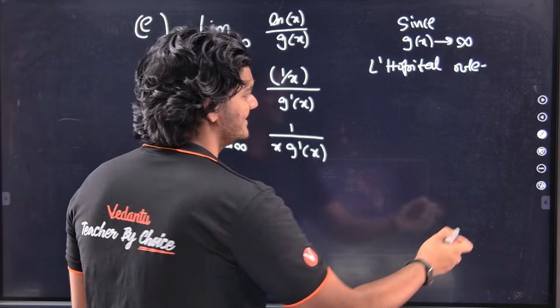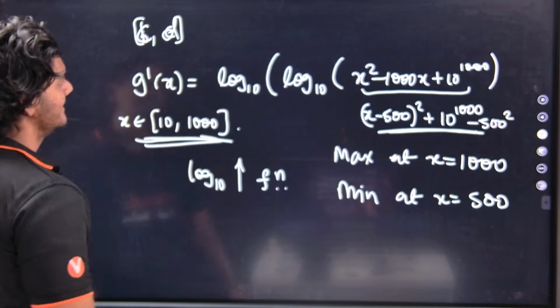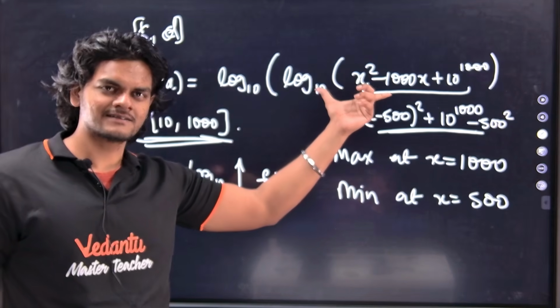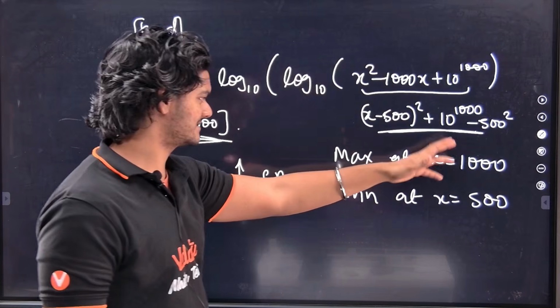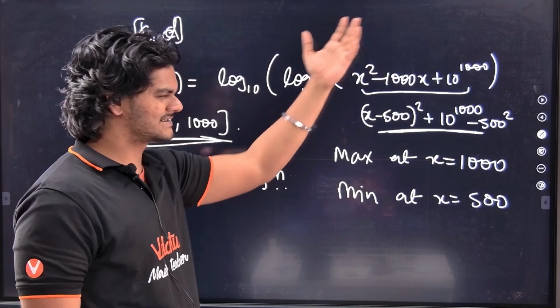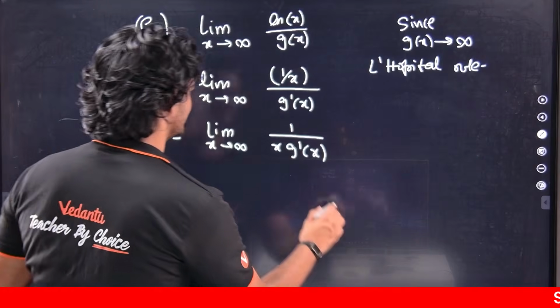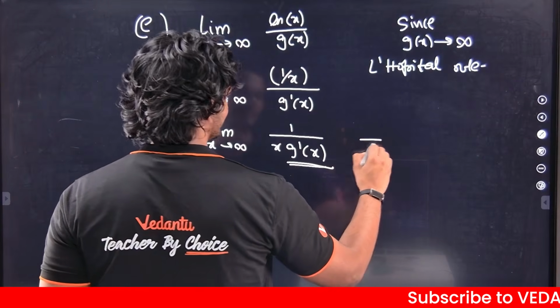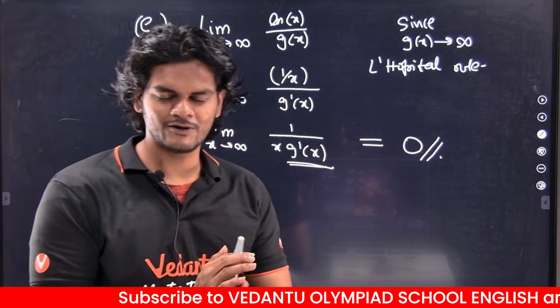Now this is interesting. We see that obviously this is g dash of x, right? This is also an increasing function. As x increases, this will be increasing. So it is tending to infinity, and we have it in the denominator, so this will be 0. That was an easy thing to solve. So I hope you understood this question.